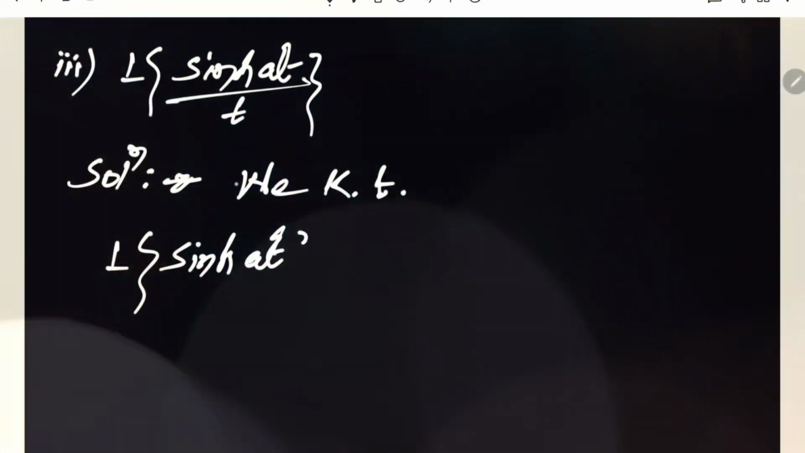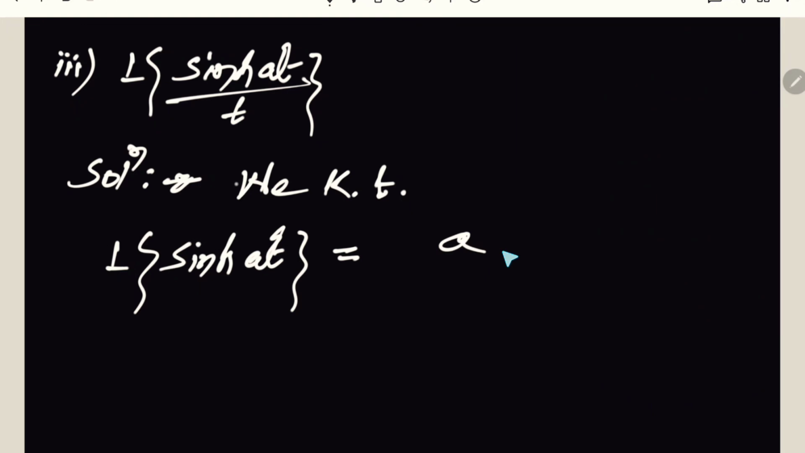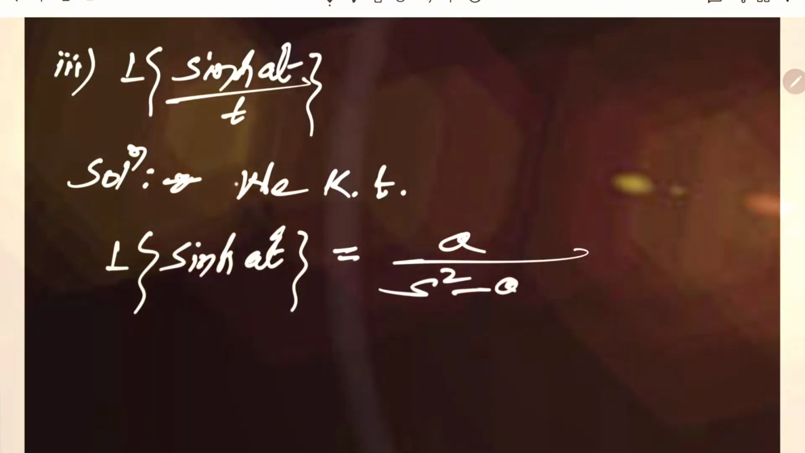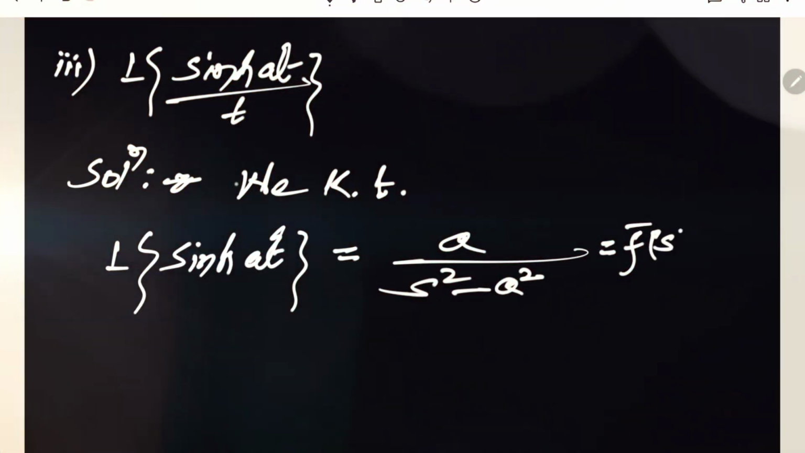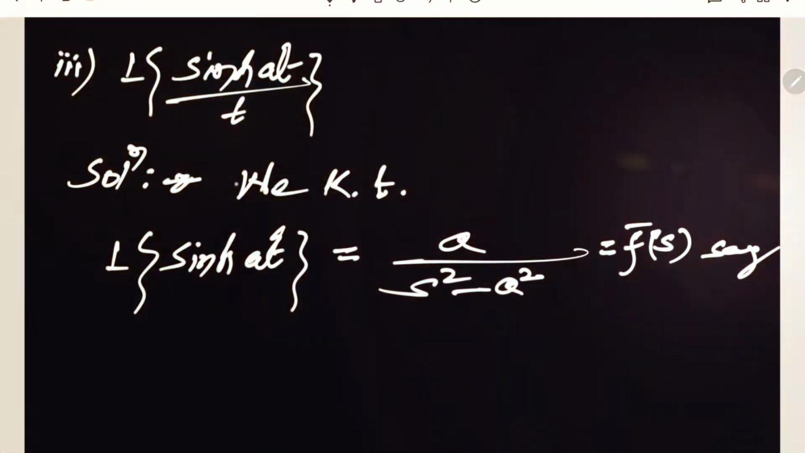The function is a hyperbolic function. Therefore, here the function f of t is sin hyperbolic a t, whose Laplace is known as per the standard result. We know that Laplace of sin h a t is a upon s square minus a square, s greater than a, and we call this f bar of s. First step. In the second step, we apply that theorem.